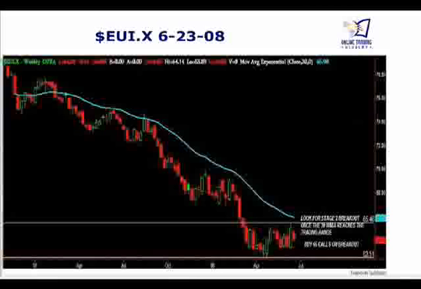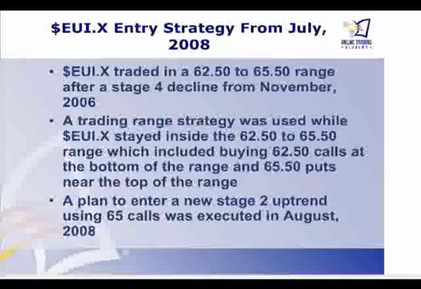I was saying back in July, look for a stage 2 breakout once the 30 weighted moving average reaches the trading range and buy 65 calls on the breakout. So here's my 30 weighted moving average, very, very close to the trading range. I'm trading between 62.50 and 65.50 at this point in July. Okay. It traded in that range for a period after a stage 4 decline that went all the way back to November of '06, so it was a long decline.